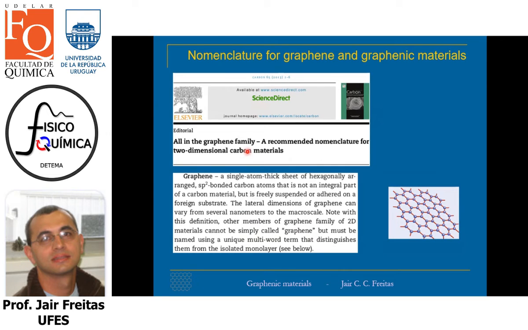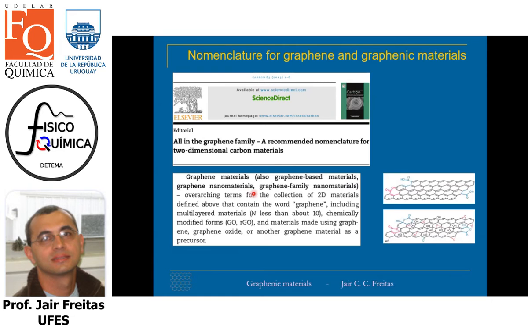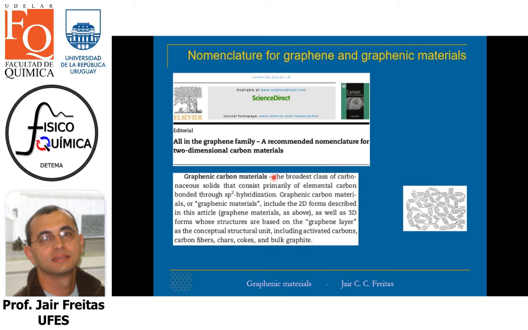So in this terminology, the word graphene is used to define a single layer of carbon atoms connected by sp2 bonds. When we refer to materials containing graphene layers, we can use some adjectives such as multi-layer graphene, few-layer graphene, bi-layer graphene, or even graphene-based materials when we refer to materials such as graphene oxide and reduced graphene oxide. Or more broadly, we can talk about graphenic materials when we mean structures such as this one, which is a three-dimensional structure. It contains graphene, but it's not graphene.